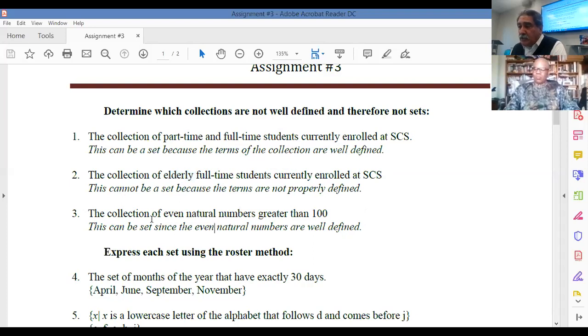Or question number 3, the collection of even natural numbers greater than 100.